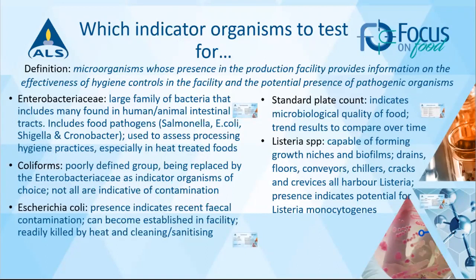So which indicator organisms do you test for? Indicator microorganisms are those whose presence in the production facility provides information on the effectiveness of your hygiene controls and the potential presence of pathogenic organisms.